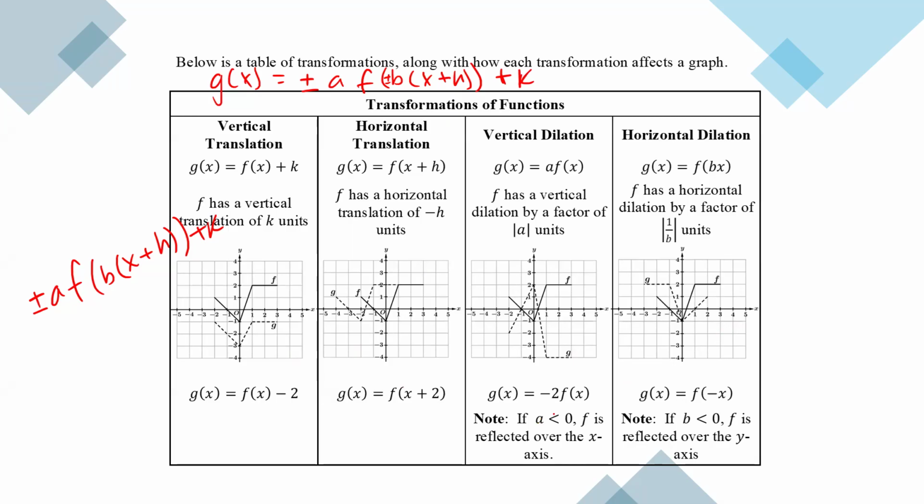If you have a negative A, that's a reflection over the x-axis. If you have a negative B, it's going to be a reflection over the y-axis. So it's always the opposite. That makes sense because if I'm making my y's negative, they're going to flip over the x-axis. If I'm changing my x values, they're going to flip over the y-axis. Do we see that connection? Is all of this coming back?